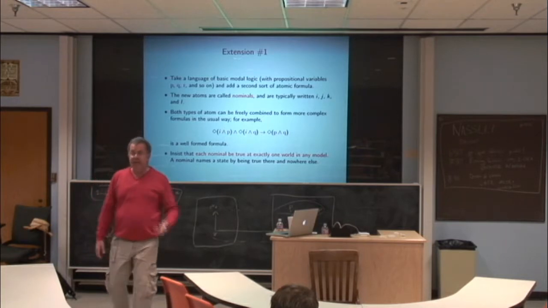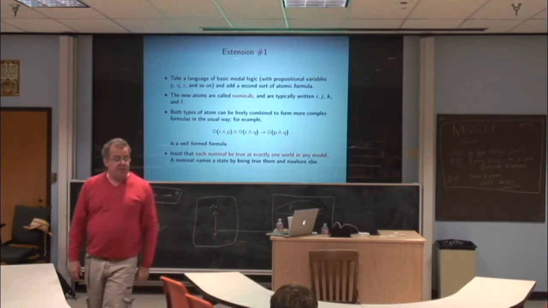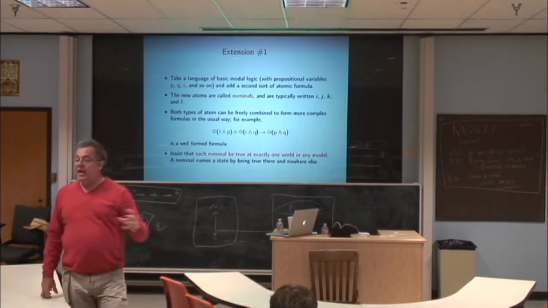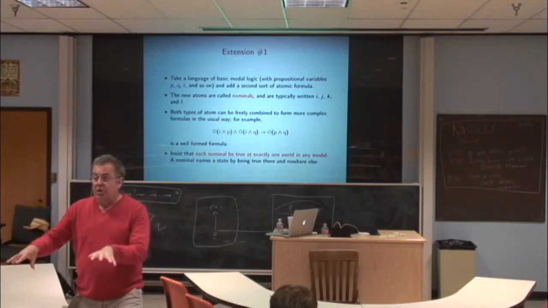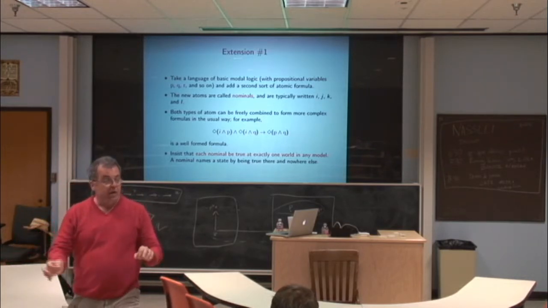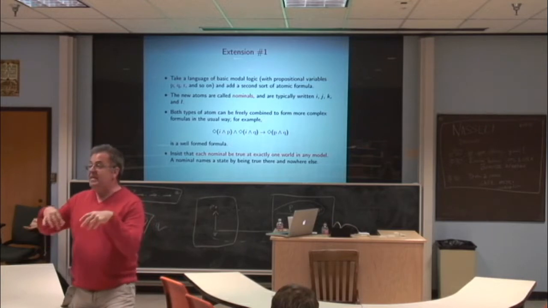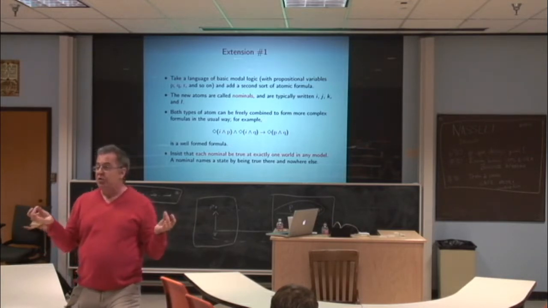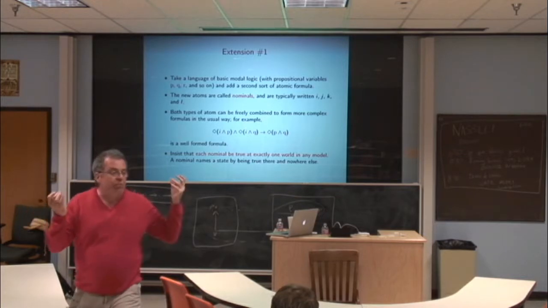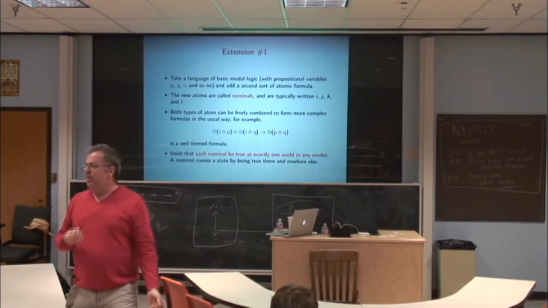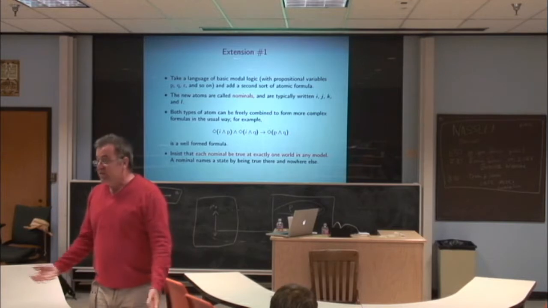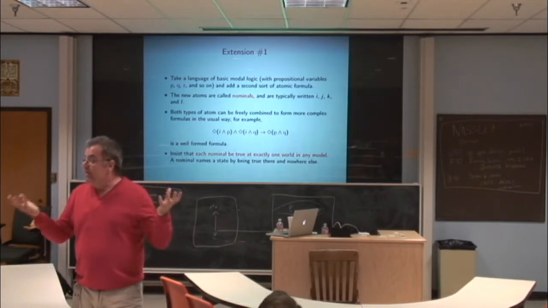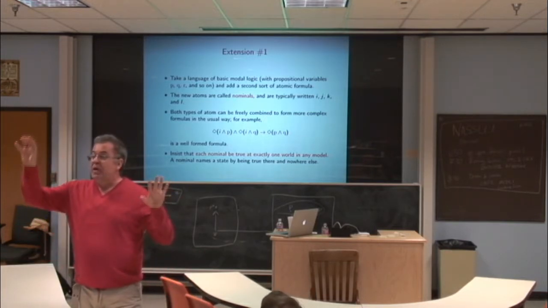And the point about nominals, as the name suggests, is that nominals name. But please note, they are just formulas. They are things that can be true or false. They name by being true. Because we insist that when we interpret a nominal, and for now think of a nominal as maybe a constant, something like Mia or Vincent, we just say that in any model, it's got to be true at exactly one node.